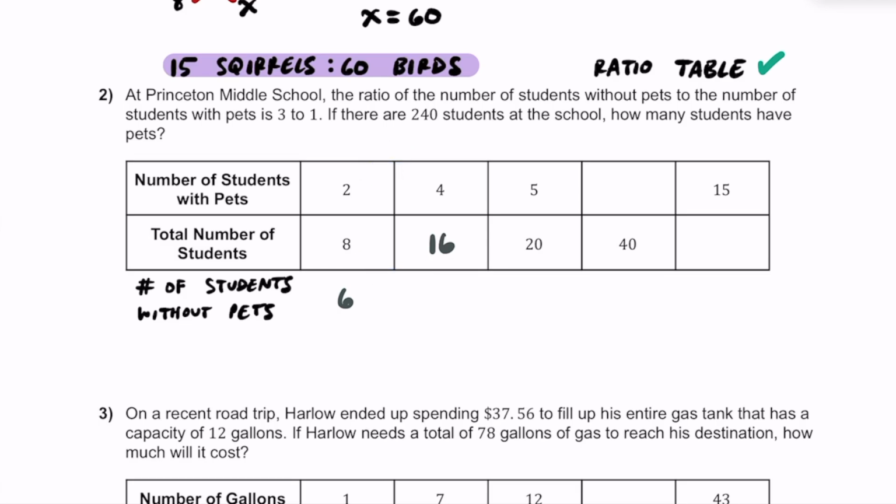Okay. Now, if there are 16 total students, 4 of them had pets. That means 12 of them would not have pets, right? And you can see here that a 12 to 4 ratio is also this 3 to 1 ratio that we had before.